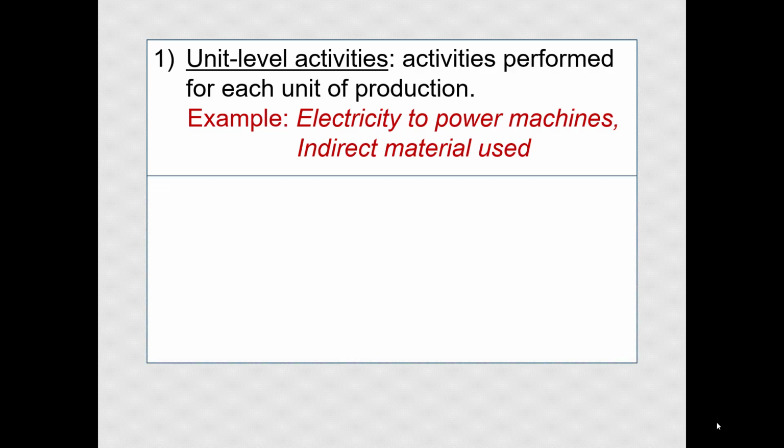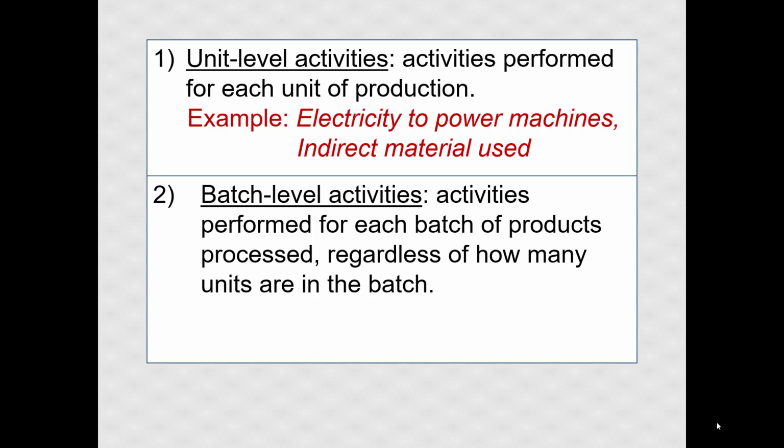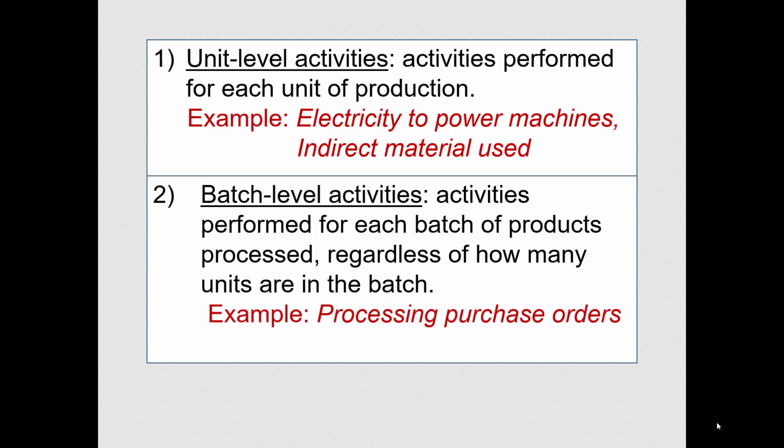Next is batch level. Batch level activities must be performed every time you run a batch of inventory. So when a company runs a batch of blue pens, they'll have to order materials to do that, and they'll have some processing of those purchase orders. Setting up machines. Every time they run a batch of blue pens, they'll need to clean the equipment and load blue caps and casing and blue ink in the system and run that batch.